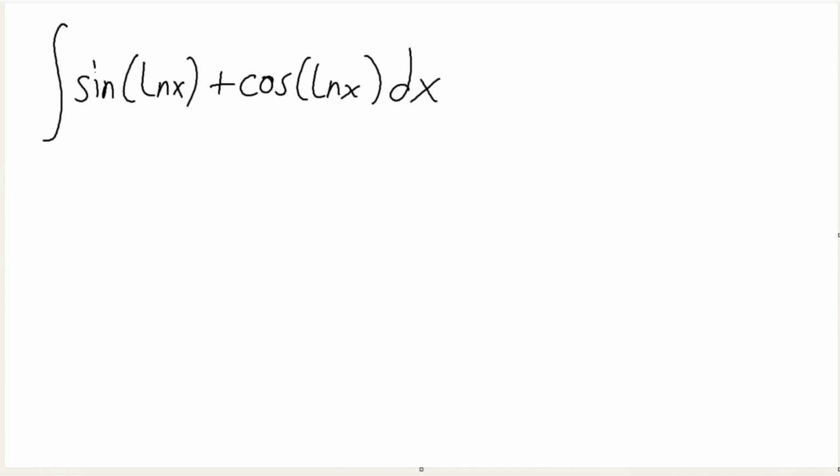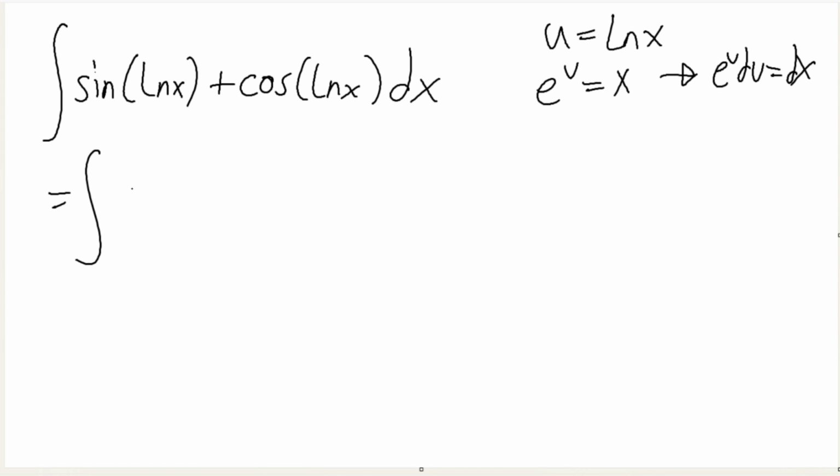Again, this does not look obvious. This definitely does not look like a reverse product rule. We have a bunch of ln's, so just to make it easier for ourselves, let u equal ln of x. Then e to the u is equal to x, and e to the u du is equal to dx.